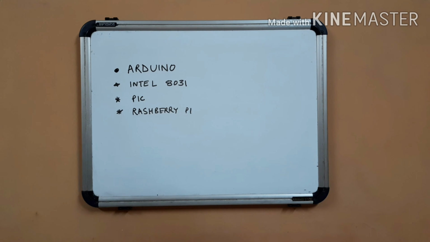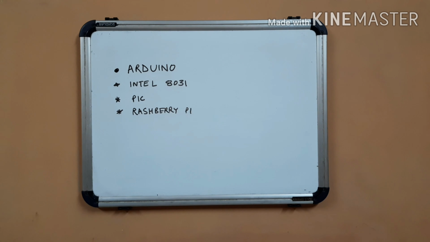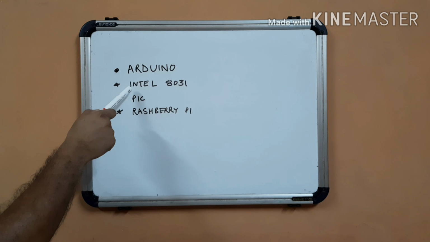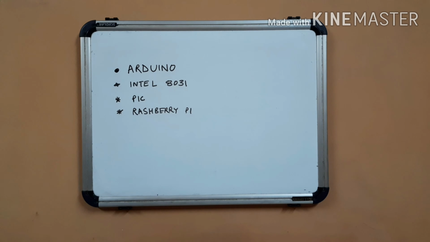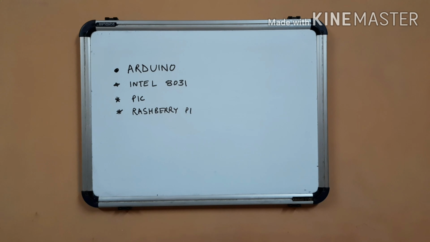You must be knowing a few names, of course the Arduino, where people are very accustomed to this particular thing. The basic ones were the Intel 8031 architecture microcontroller from Intel, the PIC microcontroller from Microchip. The Raspberry Pi is also a very famous one. And all these are coming into shape nowadays for a lot of things in the environment.